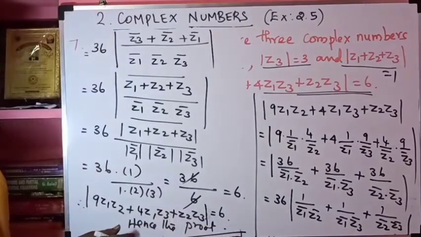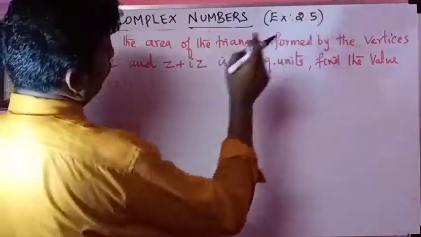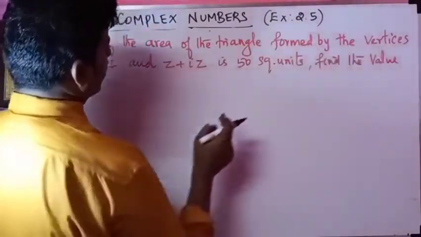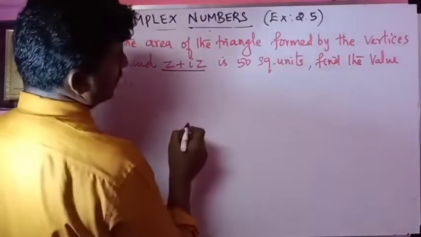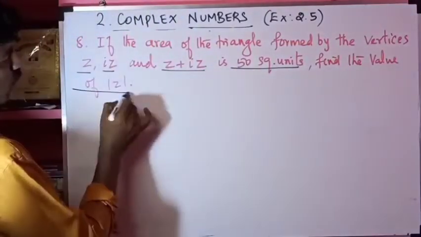புரியுதுங்களா? இப்போ next problem பார்க்கலாம். See the question number 8 in exercise 2.5. If the area of the triangle formed by the vertices z, iz and z plus iz is 50 square units, find the value of modulus z.